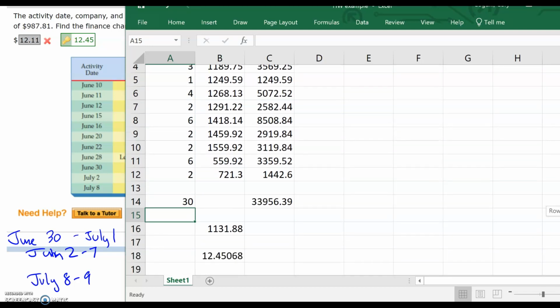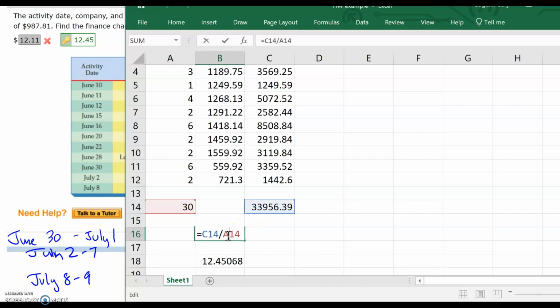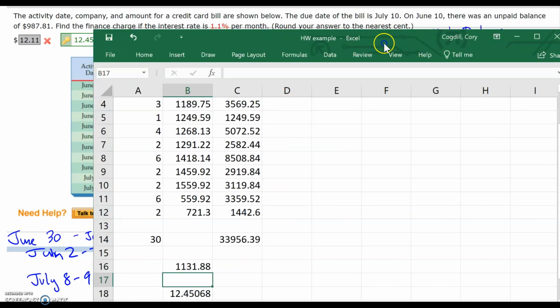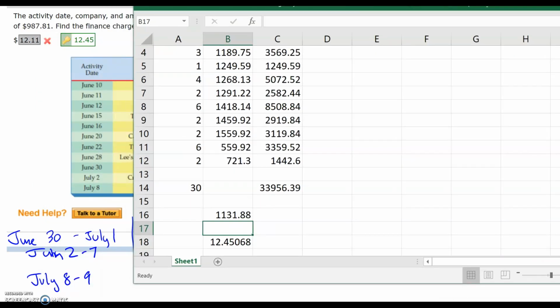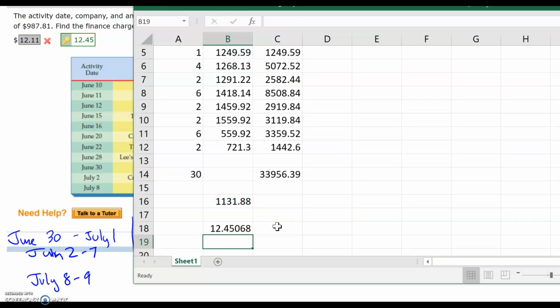The last thing we need to do is take this number here, the blue one, divided by the red one, which is the number of days, and this is going to give us our average daily balance. So we have one last step. In the problem that I'm looking at here, the interest rate was 1.1%. So the final step would take this cell here, which is cell B16, and multiply it by 1.1% or 0.011. And that is the answer they're looking for.